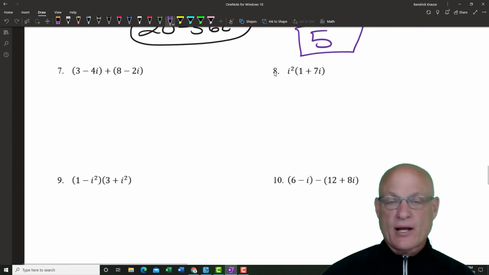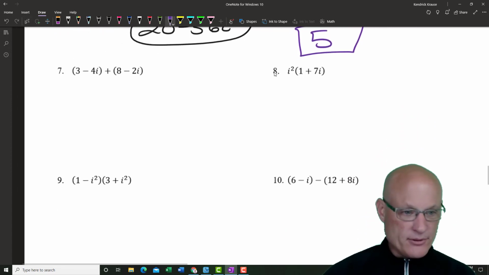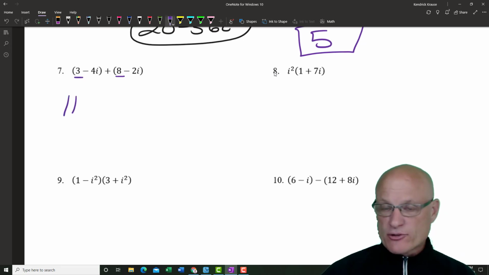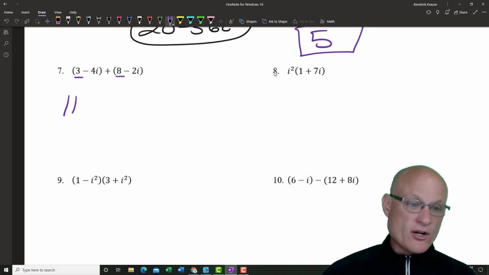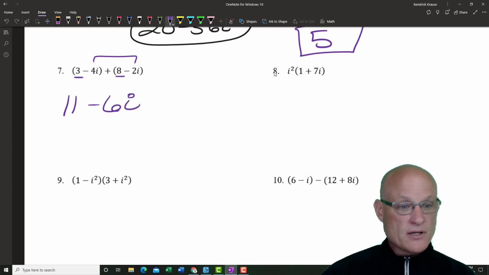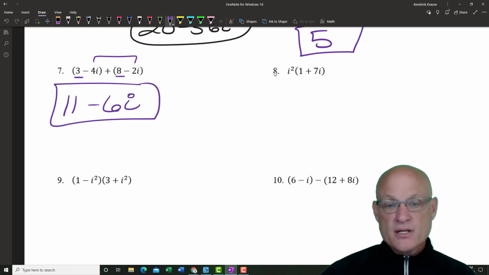Moving on. All right, so we just got a plus. If you see a plus here, you're like, woohoo! Simple. 3 plus 8 is 11. There's no distributing, even though there's parentheses, because there's no number out front. And then negative 4 and negative 2 make negative 6. That's easy. Let's distribute here.